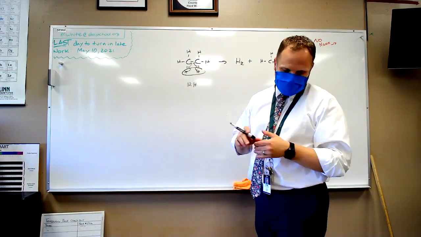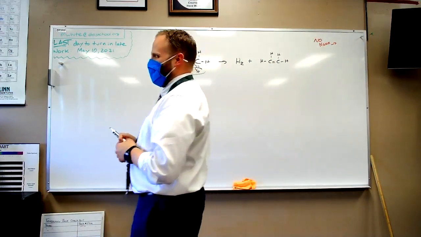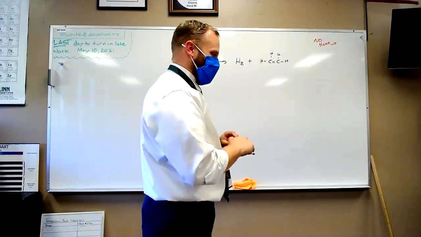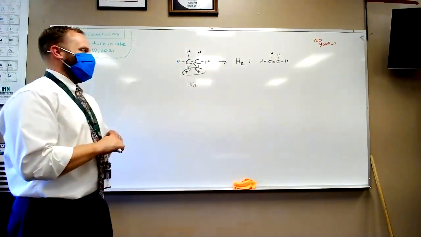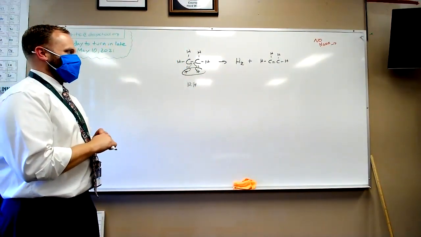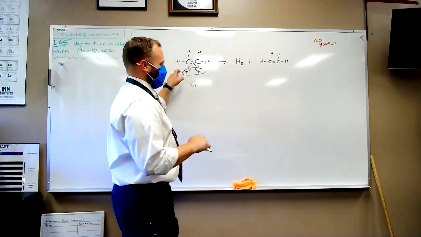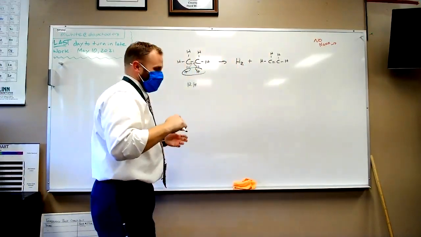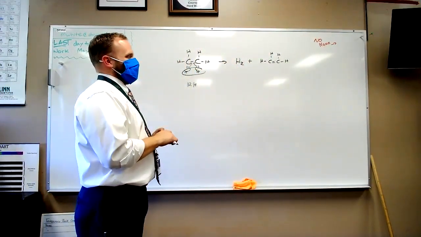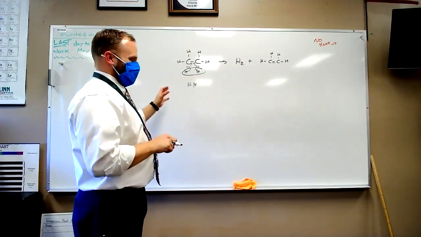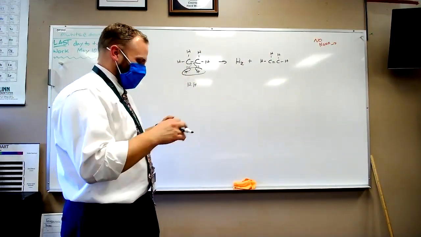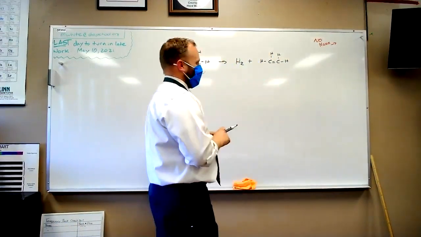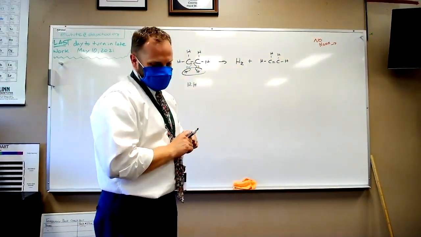Because we're getting rid of hydrogen, this has a name: dehydrogenation. You take something that doesn't have to be fully saturated, but it has to have at least a single bond that can collapse down into a double bond when we lose the hydrogens.